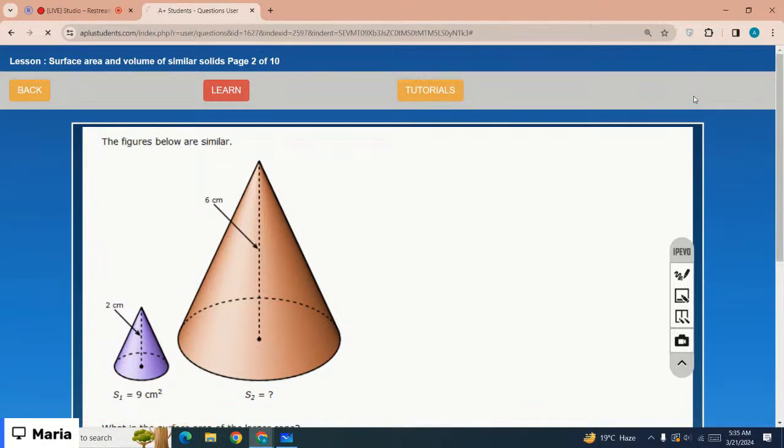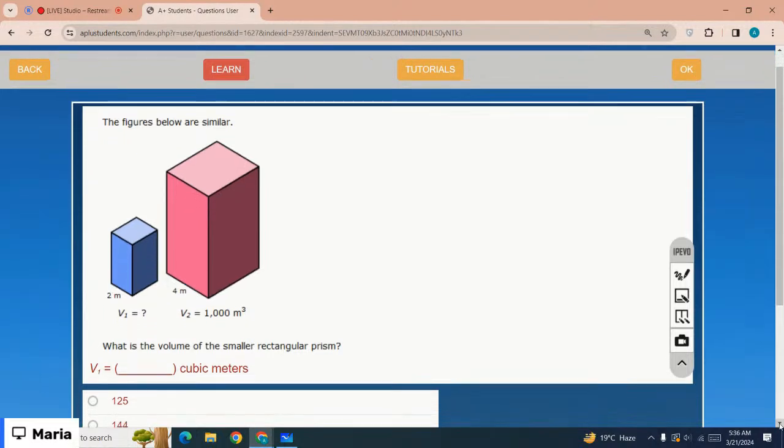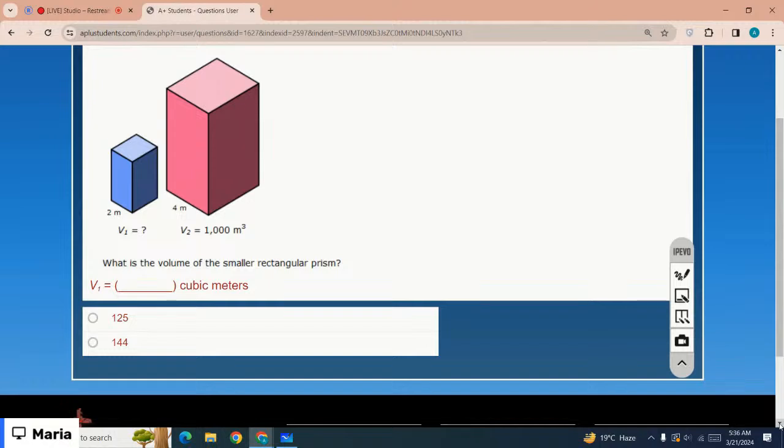Okay. The figures below are similar. What is the volume of the smaller rectangular prism? So which is the correct option? Which is the correct option? So you have to calculate the volume. So you have to cube the similar sides.